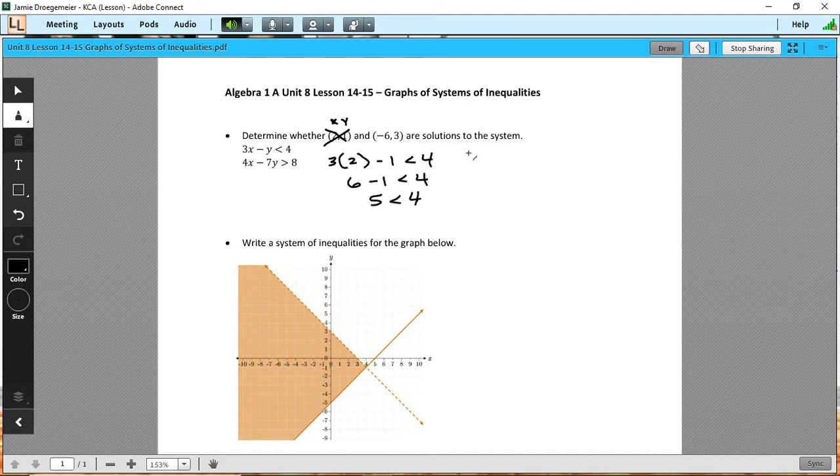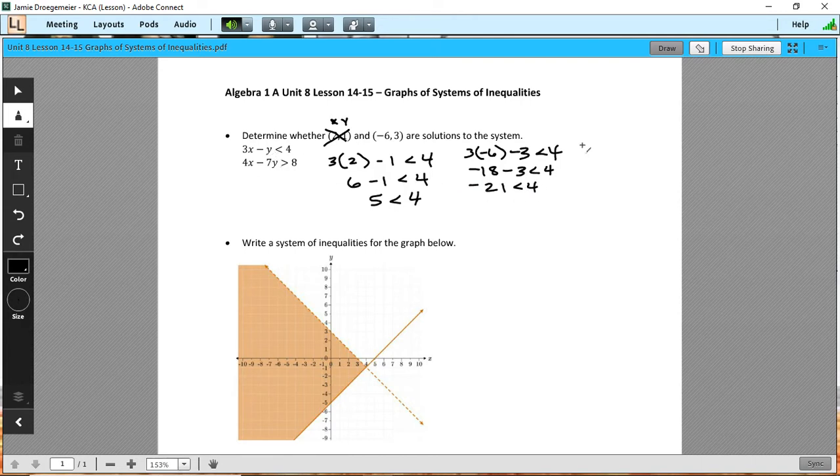Let's try (-6, 3). So I'm going to plug in negative 6 for x, and I'm going to plug in 3 for y. And we'll see if it makes this first one true. 3 times negative 6 is negative 18. Negative 18 minus 3 is going to be negative 21. And negative 21 is less than 4. So it does make the first one true.